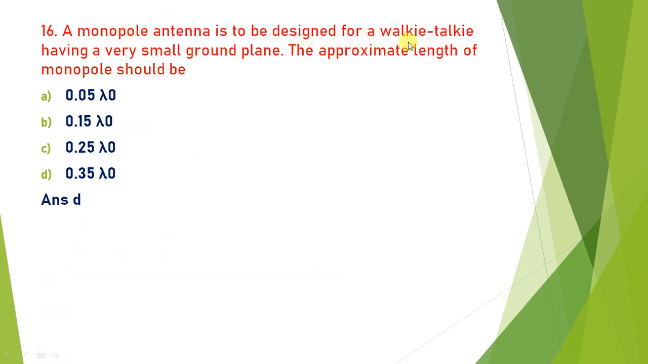A monopole antenna is designed for a walkie-talkie having a small ground plane. What is the approximate length of the monopole? For a monopole, the length is generally taken as greater than lambda by 4, that is 0.25 lambda. So which option satisfies this? 0.05 lambda is wrong. 0.15 lambda is again wrong. 0.25 lambda is equal to lambda by 4, but the length is always greater than lambda by 4. So 0.35 is greater than lambda by 4. So the answer is D.